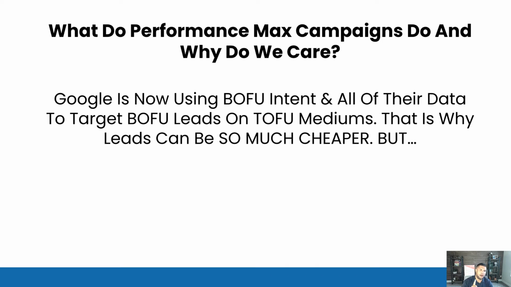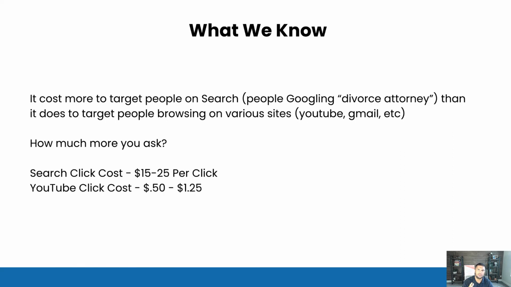So just to reiterate what I said there, Google is taking people who are ready to buy and showing them ads on top of funnel channels because it's cheaper to show them ads there versus showing them ads on Google search. So that's a huge deal because in theory, we're targeting buyers on very, very cheap channels. All right, so this is how they're balancing lead cost. So what do we know? It costs more to target people on search, aka people Googling divorce attorney, than it does to target people browsing on various sites like YouTube or Gmail, etc.